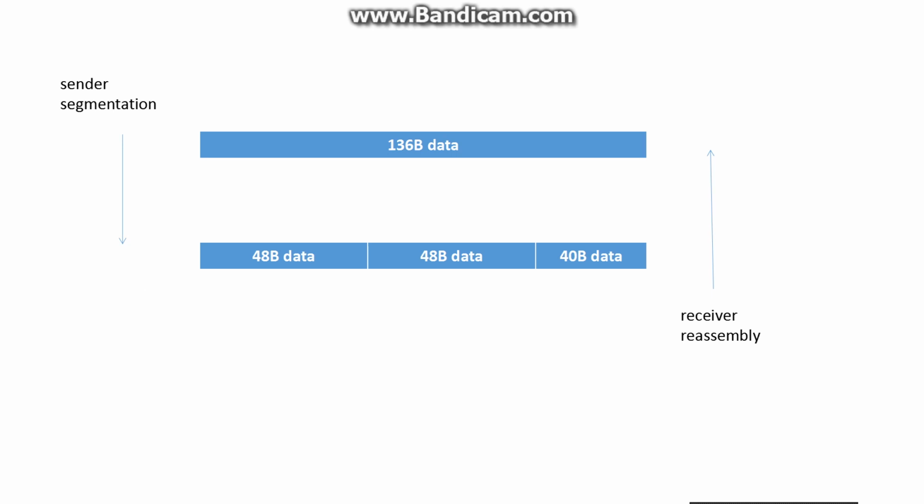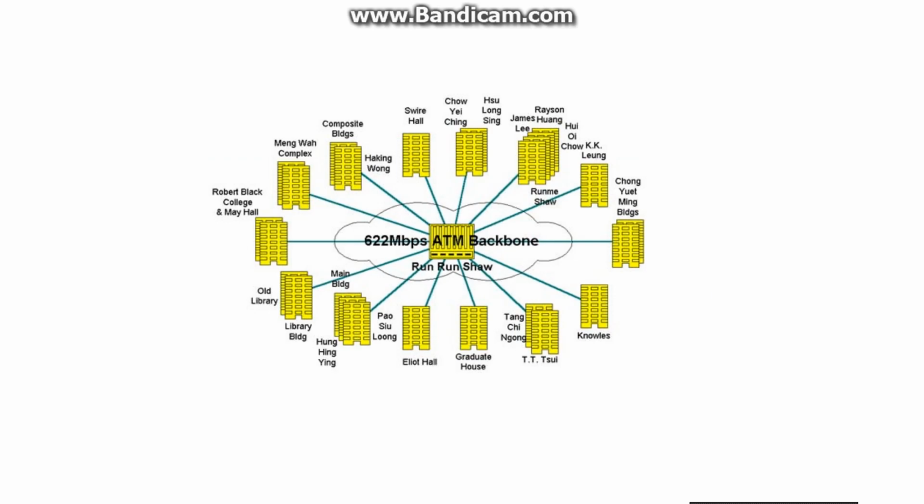In terms of deciding what fixed size, America proposed 64 bytes payload since it is a large country, while Europe proposed 32 bytes payload since they are all small countries. There is no echo canceller. The final proposal is 53 bytes, including 5 bytes header and 48 bytes payload.